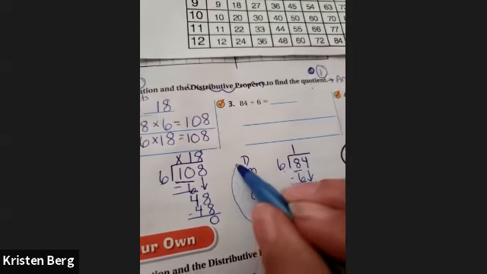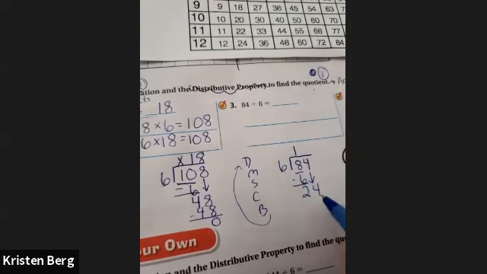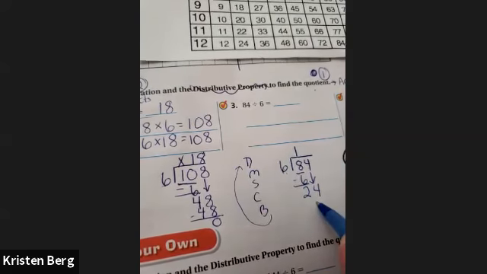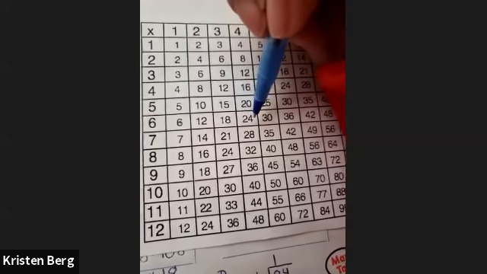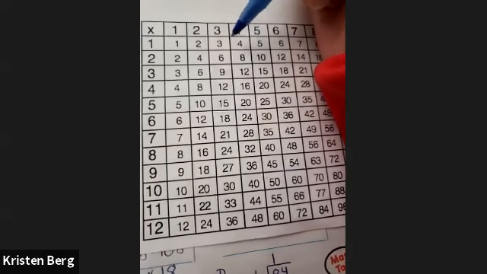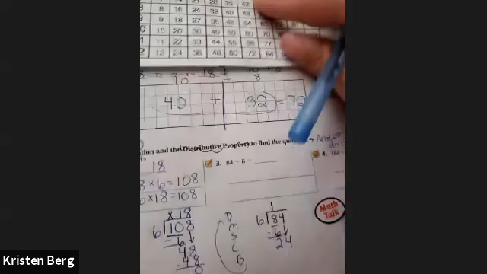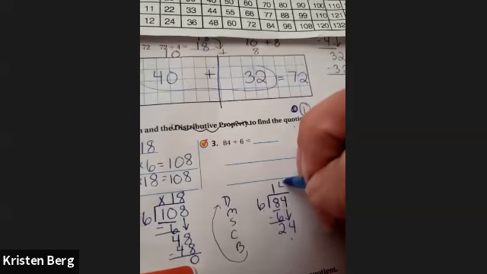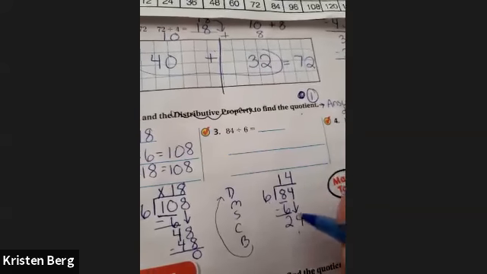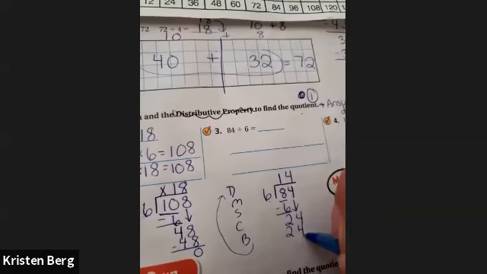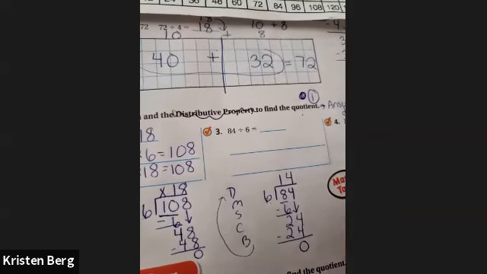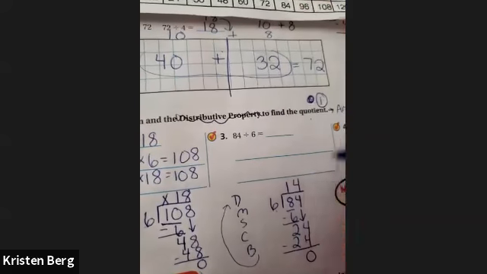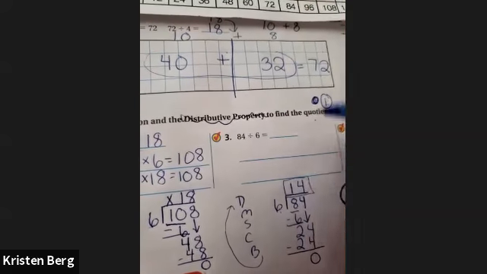Now that I brought down, I have to start all over again. How many 6s can go as close to 24 as possible without going over 24? So going by 6s, how close to 24? Oh, it's right here. How many times is that? That is 4 times. So it goes in 4 times. 4 times 6 is 24. And when you subtract that, that is 0 remaining. So the missing answer here is 14.